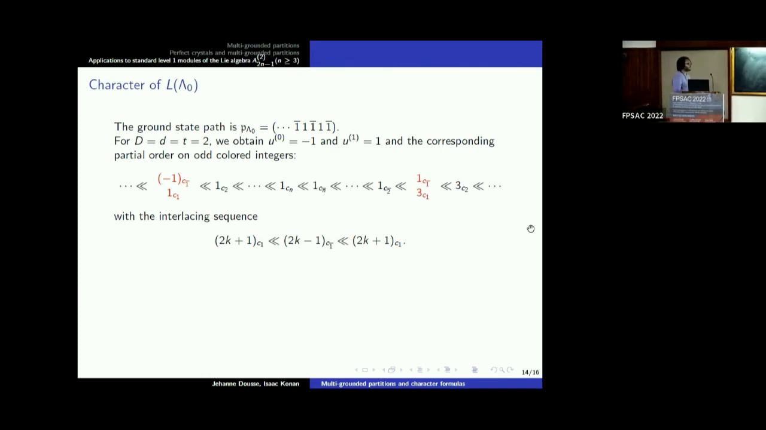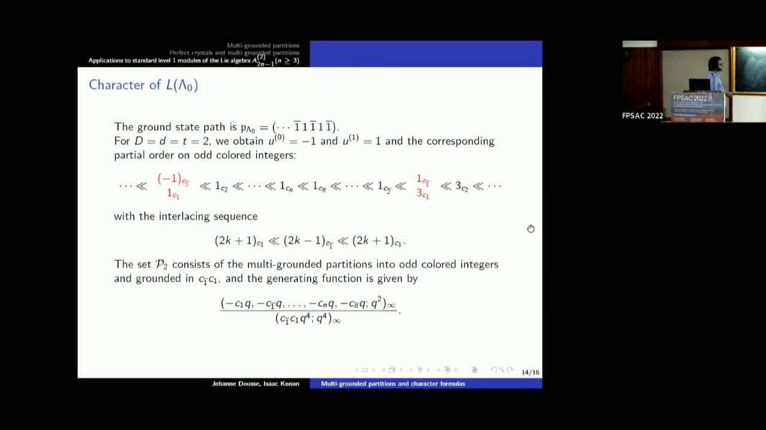And the integers that you obtain are the odd color integers with our set of colors and with this particular partial order. In particular, these two are not ordered because there is an interlacing sequence. They can form an interlacing sequence of integers. So you have 2k plus 1 c1, which is less than 2k minus 1 c overline 1, and so on and so on and so on.